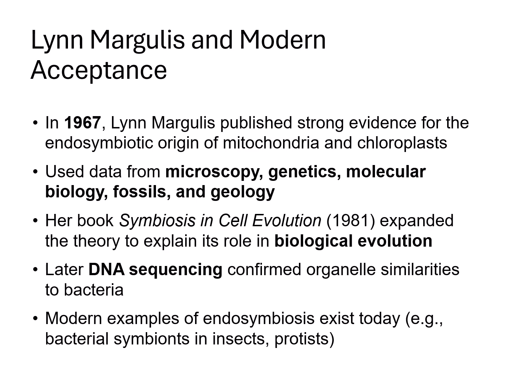In 1967, Lynn Margulis revived the endosymbiotic theory with strong evidence from microscopy, genetics, molecular biology, fossils, and even geology. She published a book expanding the idea to explain how symbiosis can drive evolution. Later, DNA sequencing confirmed similarities between the DNA in these organelles and bacterial DNA. Today, we even observe living examples of endosymbiosis, such as the bacteria in guts that I mentioned earlier, bacteria found in insect guts, or symbiotic organelles in different protists.